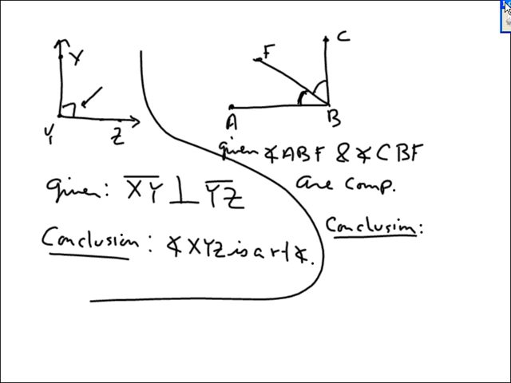Well, if these two angles are complementary, that means they add up to 90 degrees. Oh, you mean when I add those two angles, I get 90 degrees? That means we have a right angle there. Conclusion, angle ABC or angle CBA, this angle is 90 degrees or a right angle. That's what you conclude from this.